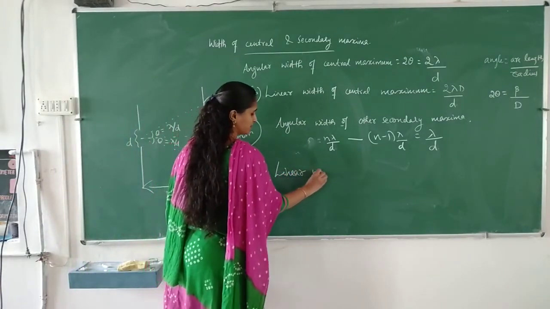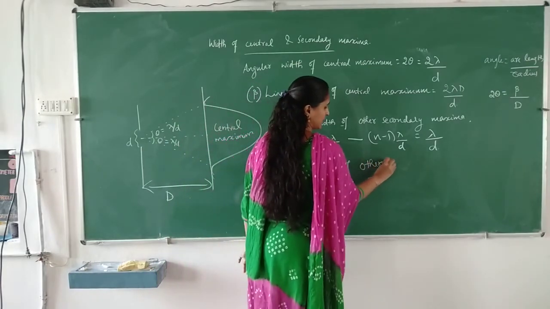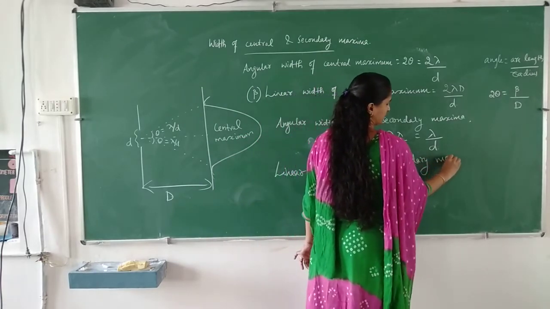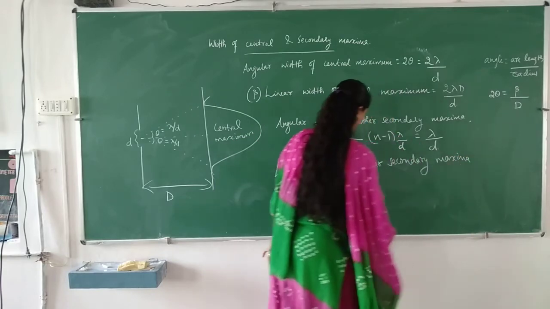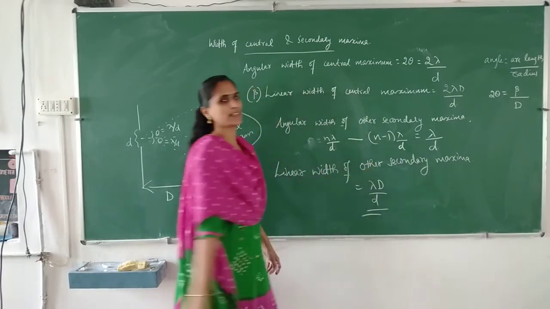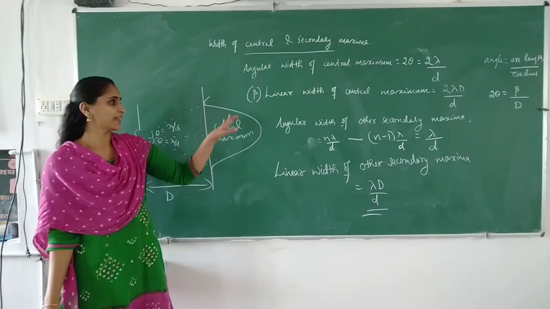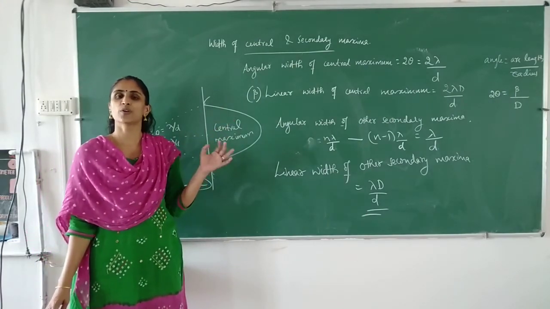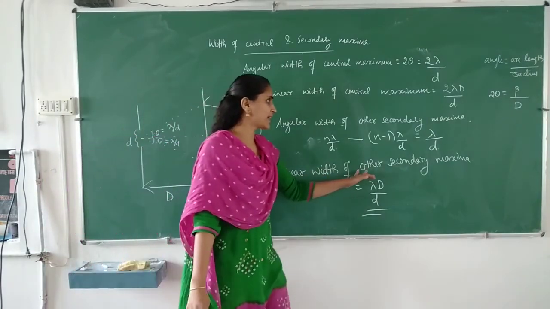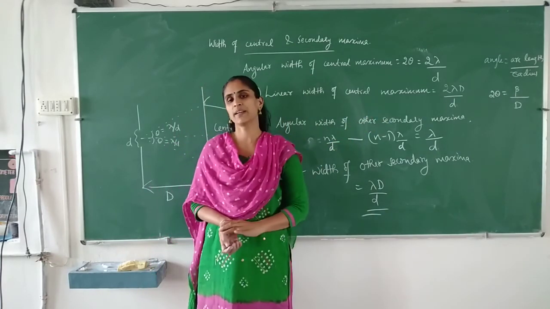The linear width of the other secondary maximum is equal to lambda into capital D by d. So here also you can see that in the case of interference, all fringes are of equal width, but here the central fringe will be 2 times the width of the other fringes. All the other fringes have a width equal to lambda D by d, but the central fringe has a width of 2 lambda D by d.